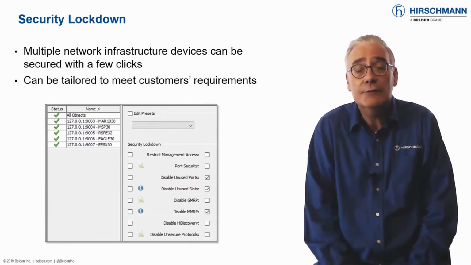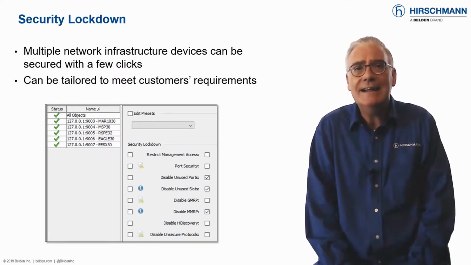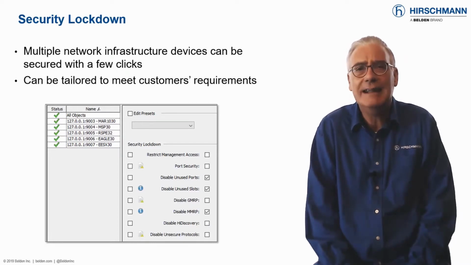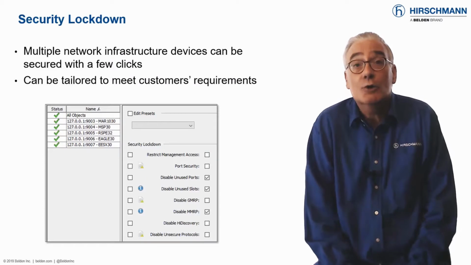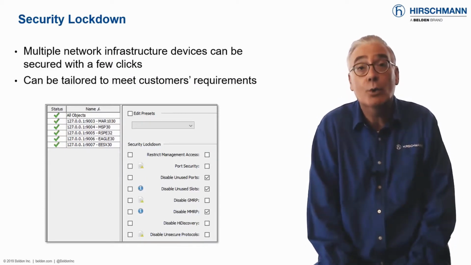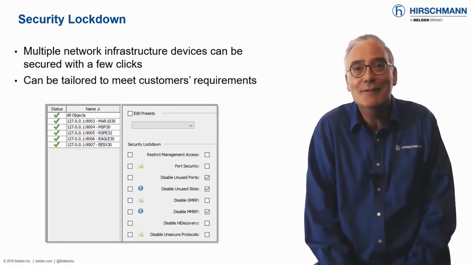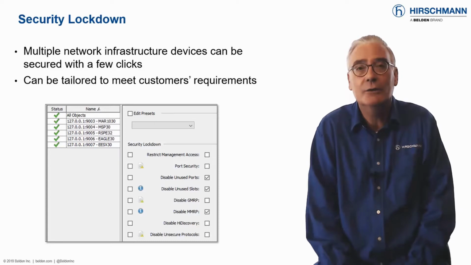Protecting the network infrastructure, such as switches and routers, is a critical part of a network security policy. The techniques required have been tried and tested over many years. You can, of course, manually configure every parameter across all devices. Or you can let Industrial HiVision do the hard work for you.